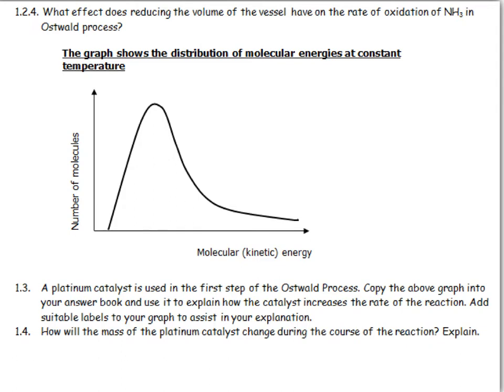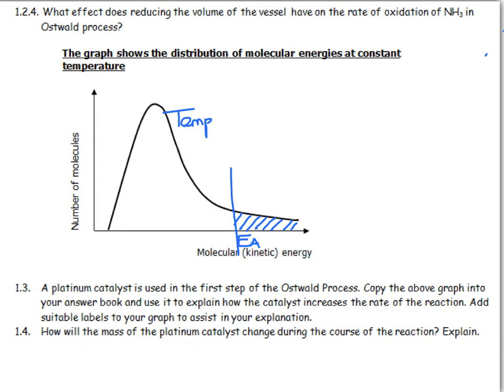Now we have a graph showing the distribution of molecular energies at constant temperature. This is the Maxwell-Boltzmann distribution, and you will remember that normally on a Maxwell-Boltzmann distribution they're going to have the activation energy at a point. And these are all the particles that are able to react at a certain temperature. So Maxwell-Boltzmann distributions are always at a certain temperature, and that is the number of molecules that have a certain amount of energy. They now add a platinum catalyst to the first step of this process.